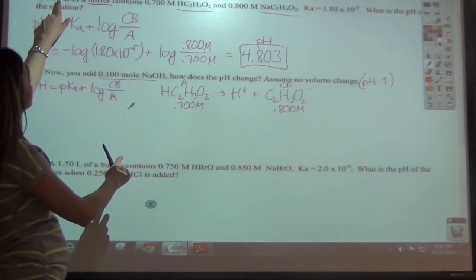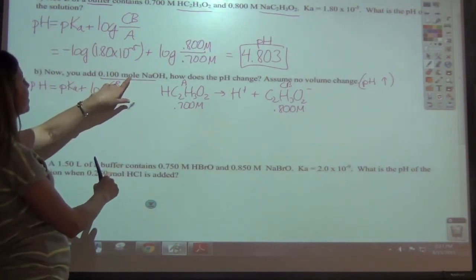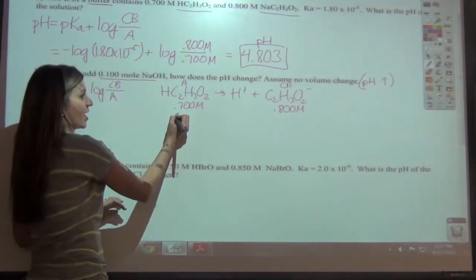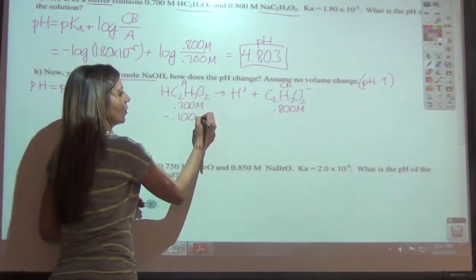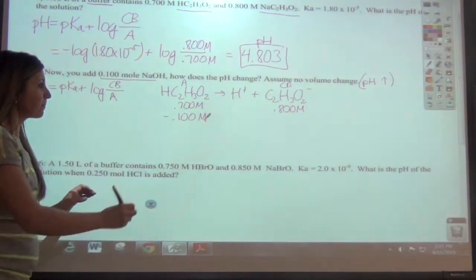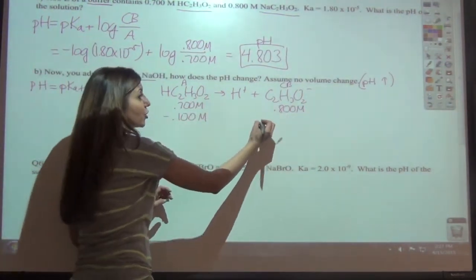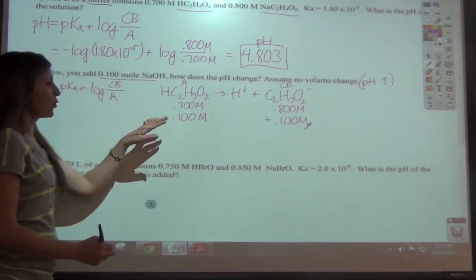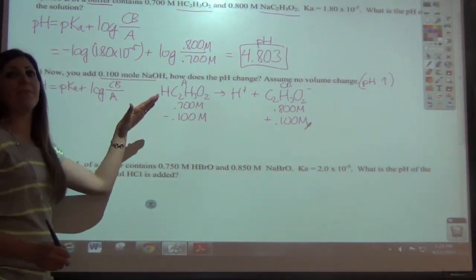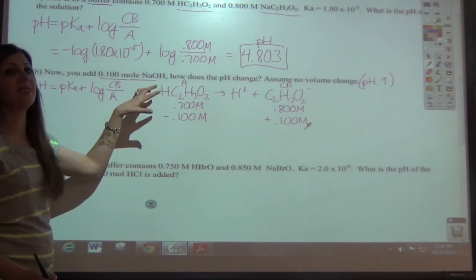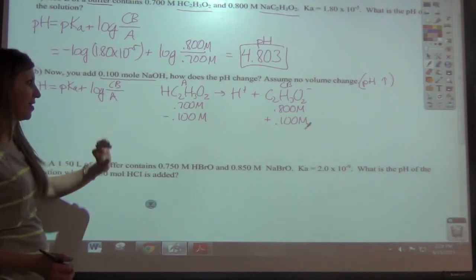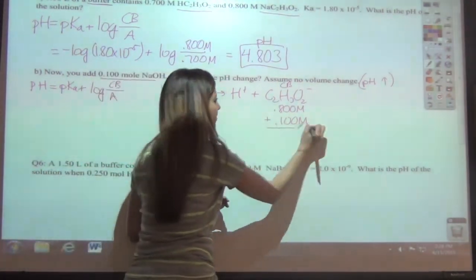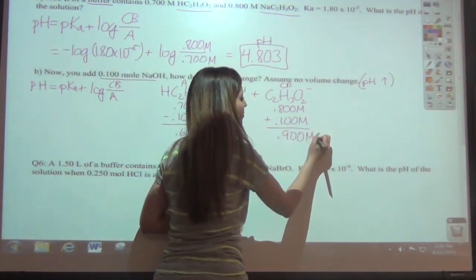And we're going to assume that this is a 1 liter solution, and so we're going to say that it's 0.1 mole per liter, that there's no volume change is what they're saying. So we're going to subtract 0.100 molar. And on this side, we're actually going to add 0.100 molar. So whichever side it's going to react with, if it's a base with an acid, you're going to subtract. If it's an acid with an acid, you're going to add on that side. So in this case, we get 0.600 molar, and in this case here, we get 0.900 molar.